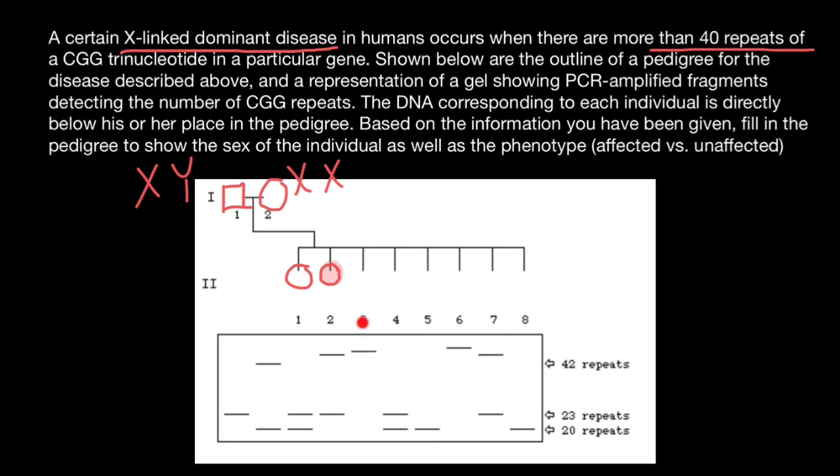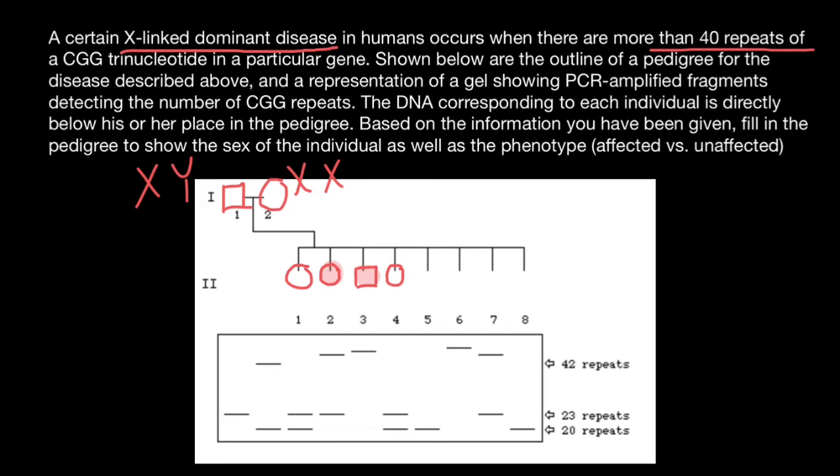In the next lane we see only one band. That means that this is going to be a male, because a male has only one X chromosome. And what we can say about this band, it is bigger than 42 repeats. So that means that this male is going to be affected. Next, child number 4 is female. Here's the sign for female. And both bands are less than 42 repeats, so the phenotype is normal.